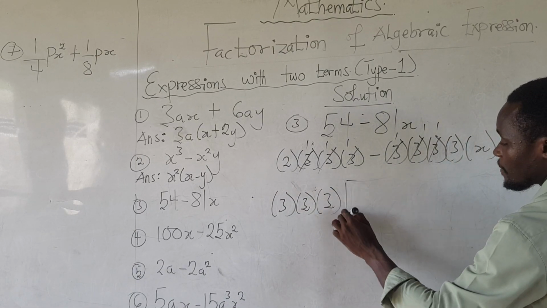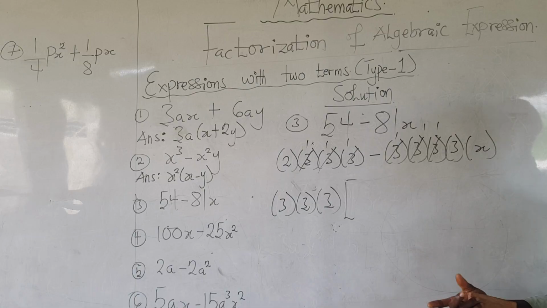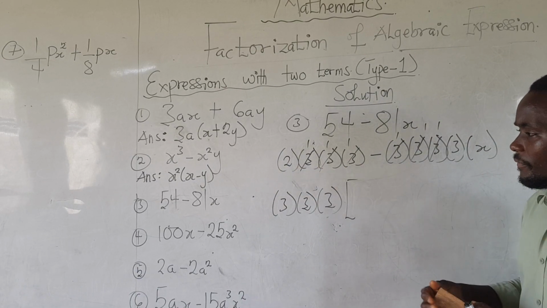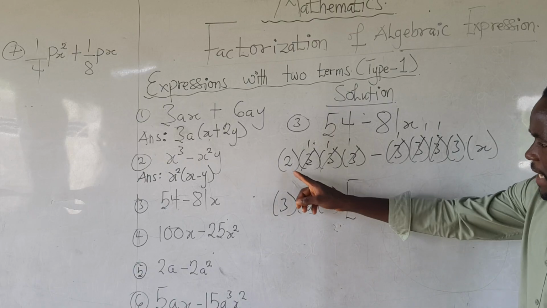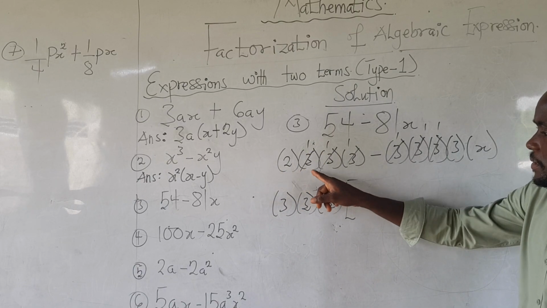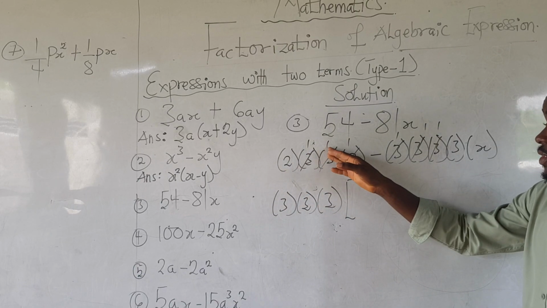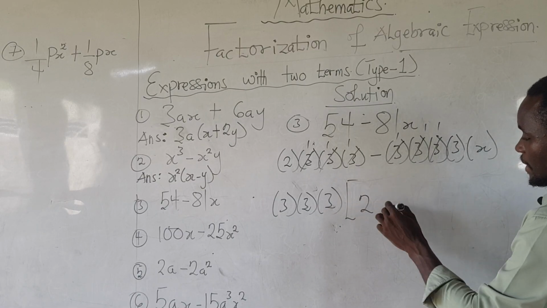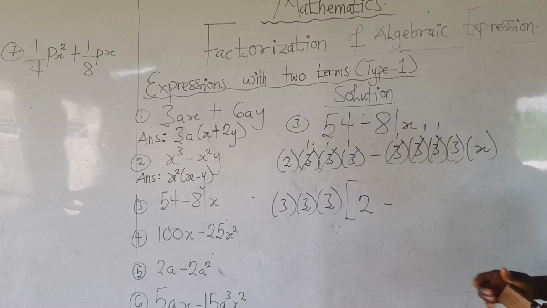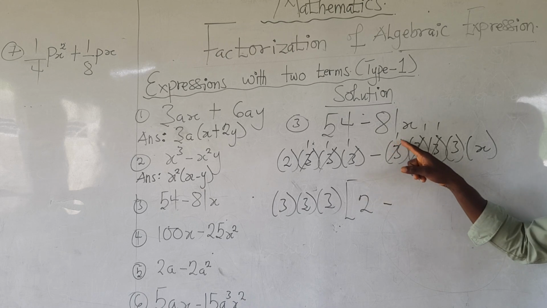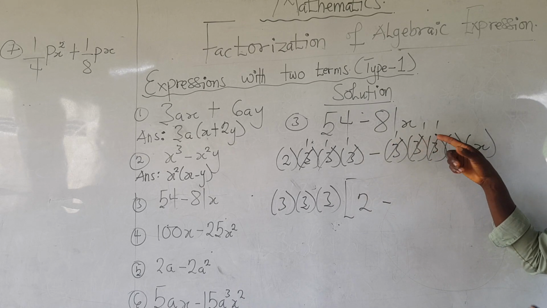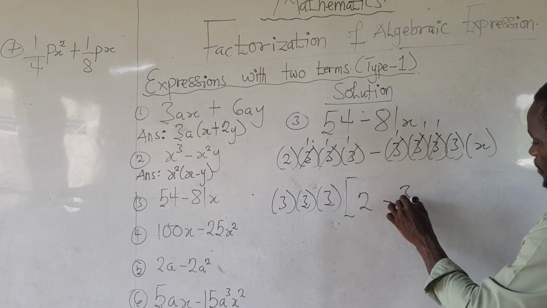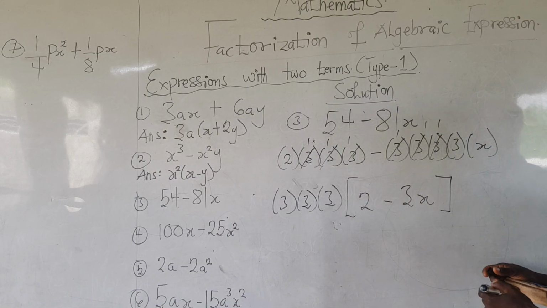So I'll open my big bracket and I'll write the uncommon things. So when I come here, what number is left? It's left with 2 over there. So I have 2 times 1, which is 2, times 1, which is 2, times 1, which is 2. So I have 2 left there, minus, I have, yes, left with 1. So 1 times 1, which is 1, times 1, which is 1, times 3, which is 3, times x, which is 3x. So that's what I'm getting.